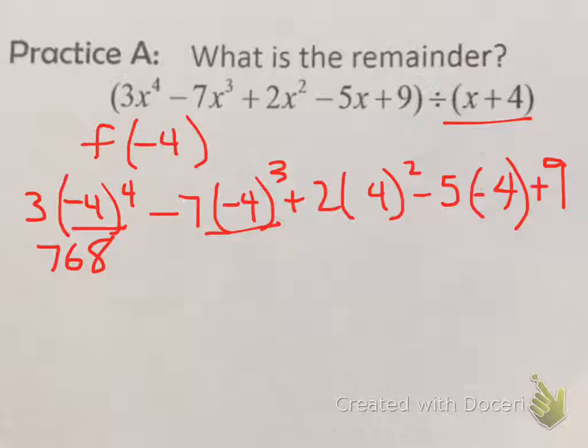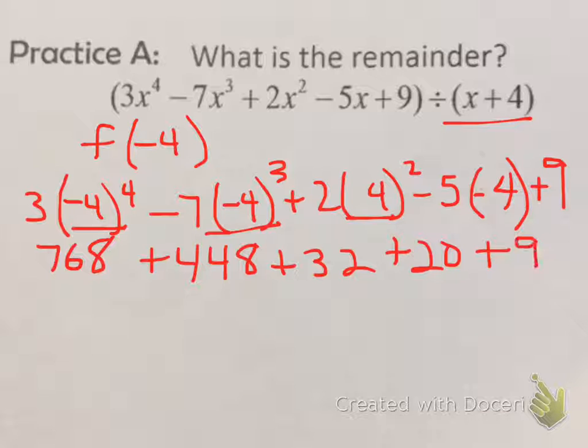Then we're going to do negative 4 cubed. Negative 4 cubed is a negative 64. Negative 64 times a negative 7 is a positive 448, so I'm going to add 448 here. I'm going to square the 4 here and then times it by 2, which is going to be 32. This will be plus 20 and plus 9. This is just now a calculator problem: 768 plus 448 plus 32 plus 20 plus 9. I get 1277 when I substitute that in.